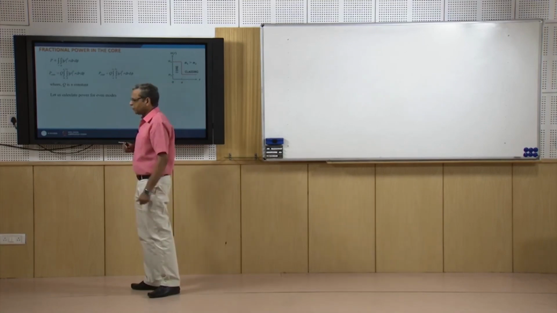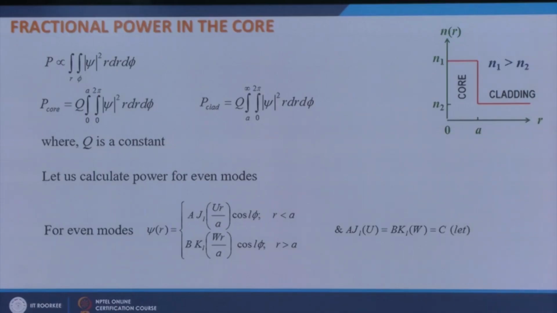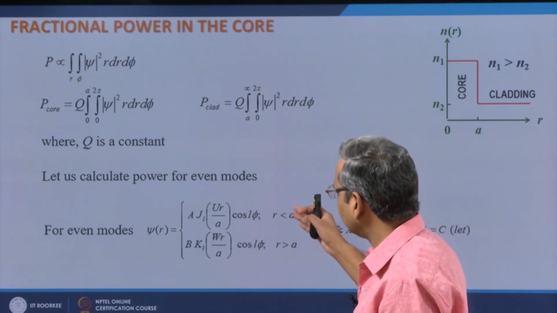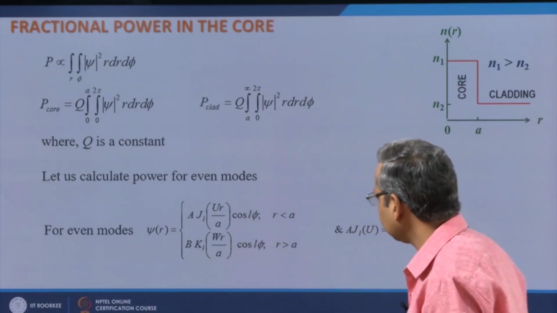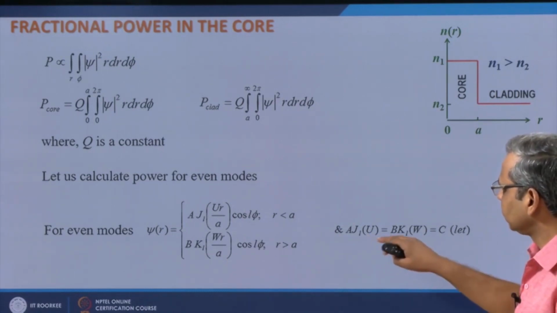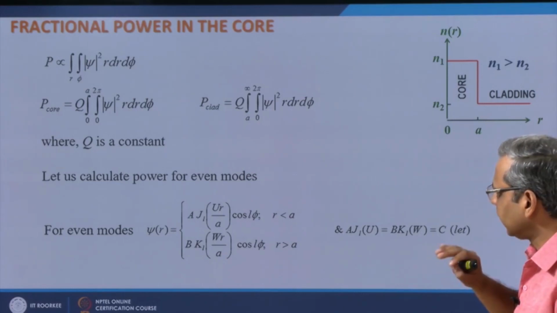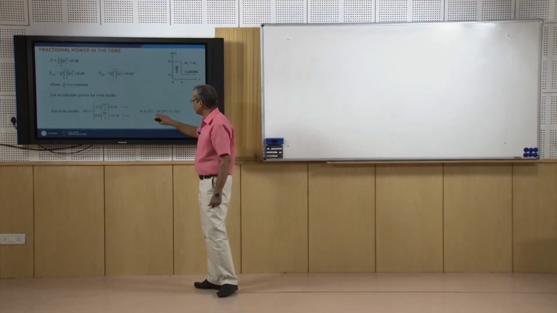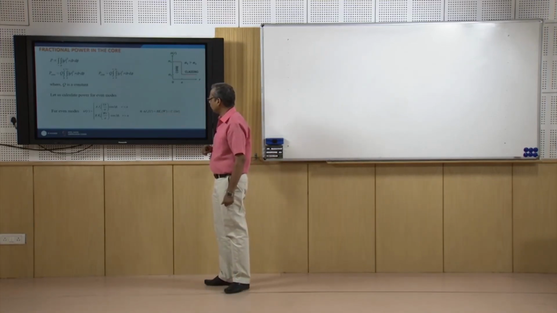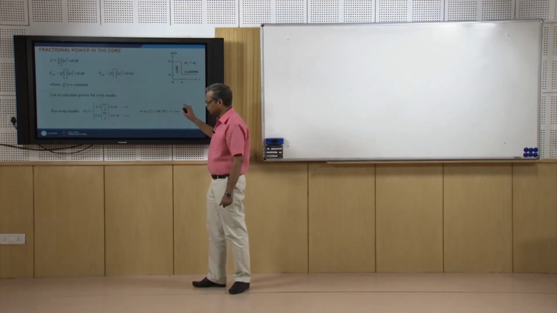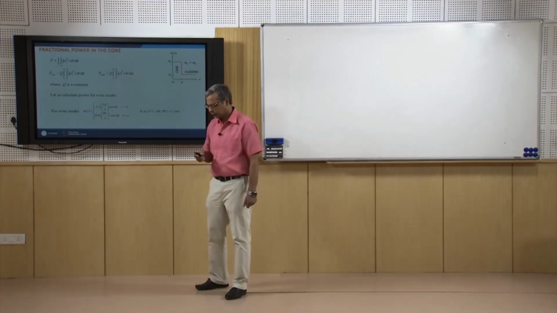So, let us calculate the power for even modes. For even modes, the solutions psi(r) in the regions core and the cladding are given by this, where A and B are related to each other by boundary conditions. Here I have used the boundary condition that psi(r) is continuous at r equal to a. So, A J_l(u) is equal to B K_l(w), and let me equate this to some other constant C. So, I can get A and B in terms of a single constant C.